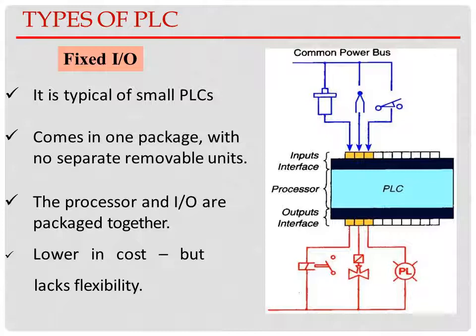All the units are combined together in the small package. The processor and input output are packaged together. It is lower in cost, but there is not much flexibility for this fixed PLC. So you can see the fixed PLC in the diagram. It is having processor, input interface and output interface. The input devices are connected to the input interface and they are driven by a common power bus. And then output devices are also connected to the output interface. The three output devices connected to the PLC are shown in the diagram.